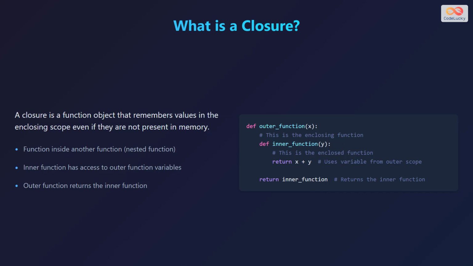Let us understand this with a code. Here is a simple example in Python. We define an outer function that takes a parameter x. Inside, we define an inner function that takes a parameter y. The inner function returns the sum of x and y, where x is from the outer scope. Finally, the outer function returns the inner function.